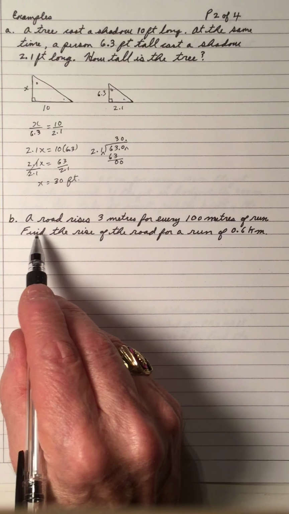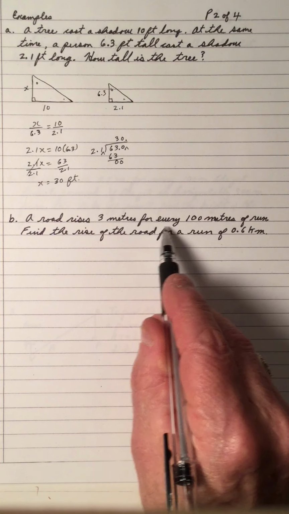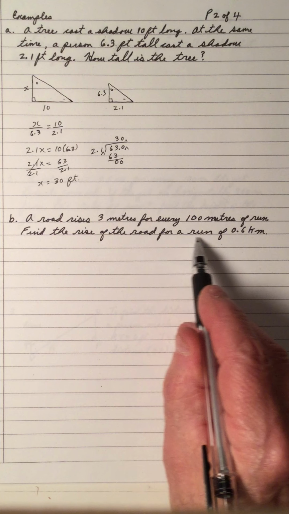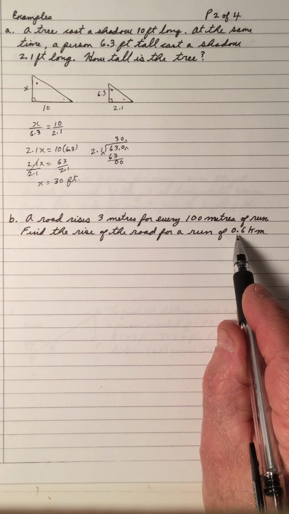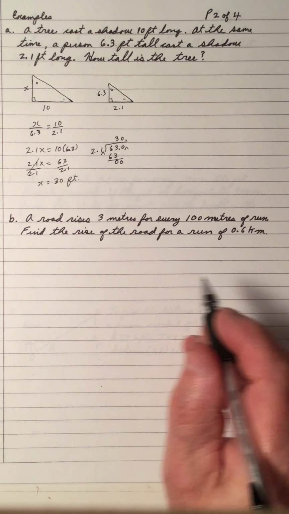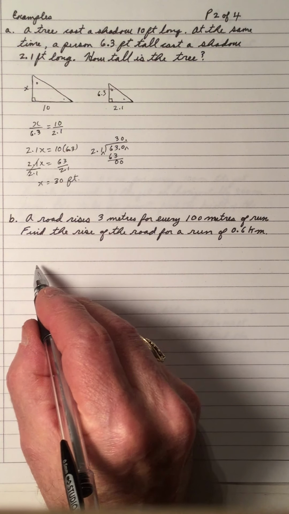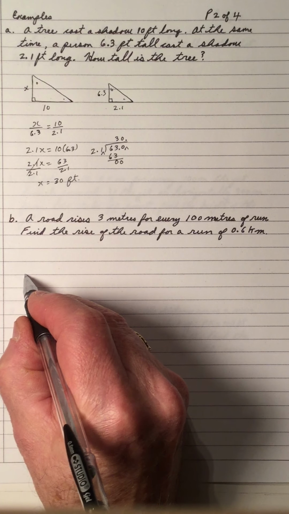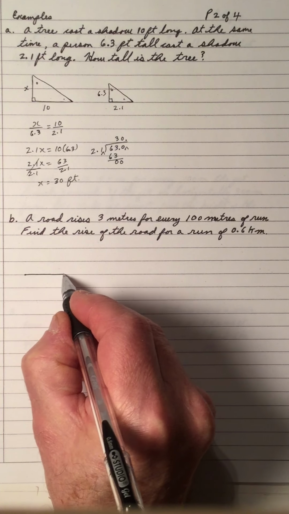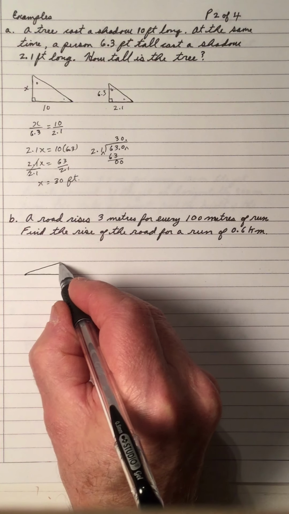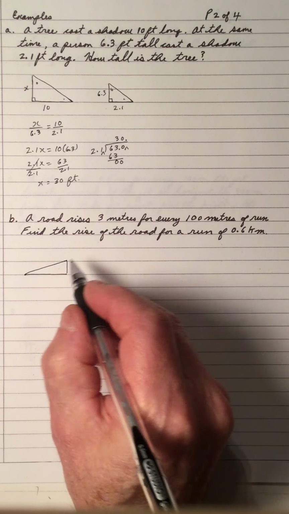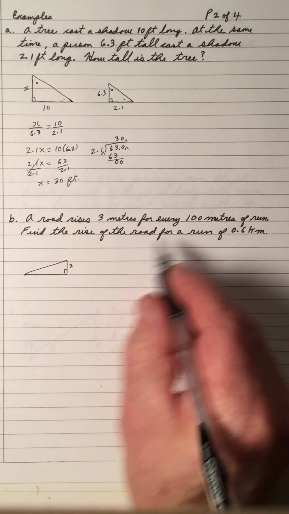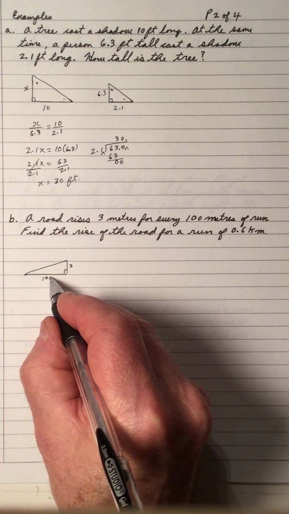Let's do another one. A road rises 3 meters for every 100 meters of run. Find the rise of the road if the run is 0.6 kilometers. Again, we have a road that rises. Let's do it this way. Okay, this is the road. The road rises 3 meters for every 100 meters of run.